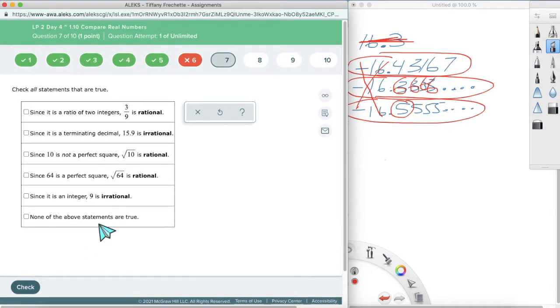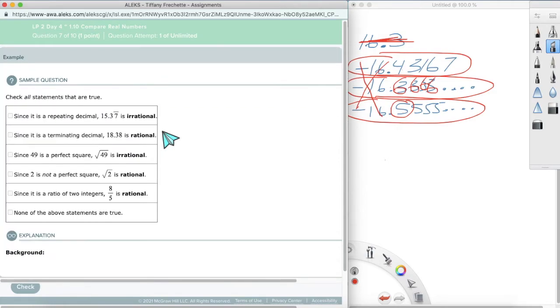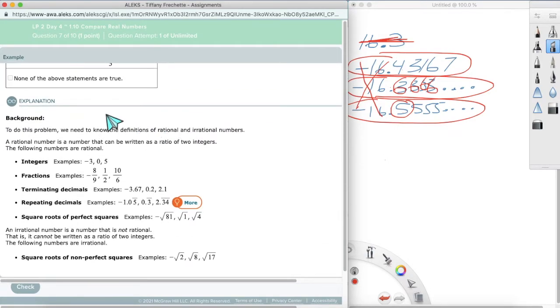Okay, so let's see. Check all statements that are true. Since it is a ratio of 2 integers, 3/9 is rational. And then, okay, so we need to know what these mean. If you don't know what rational or irrational mean, again, you're not going to necessarily be able to do this. So this is a good one to go ahead and click on explanation and make sure you understand what these mean. So integers, remember that's whole numbers without any decimals on it.